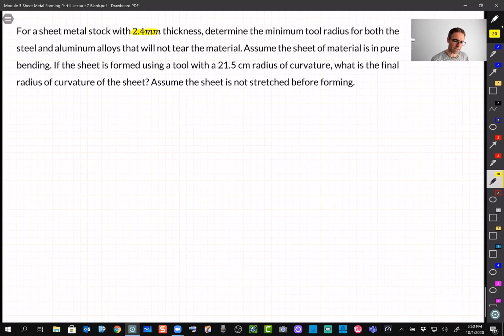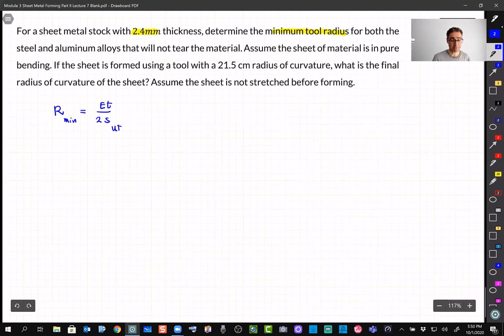First of all, we want to calculate the minimum radius that we can get. That part is easy. We know the minimum possible radius. We just learned the formula for that. Our minimum is E times thickness over 2 SUT, all right? So that's the first step. And now it says that we want to calculate the spring back for, let's say, one of the radii, which is 21.5 centimeters, and that's the radius of curvature, all right? And we want to calculate the spring back.